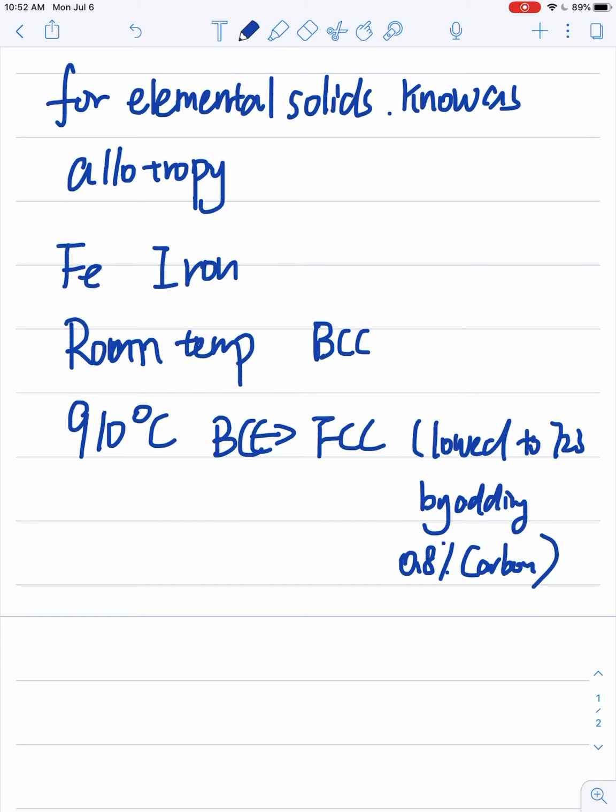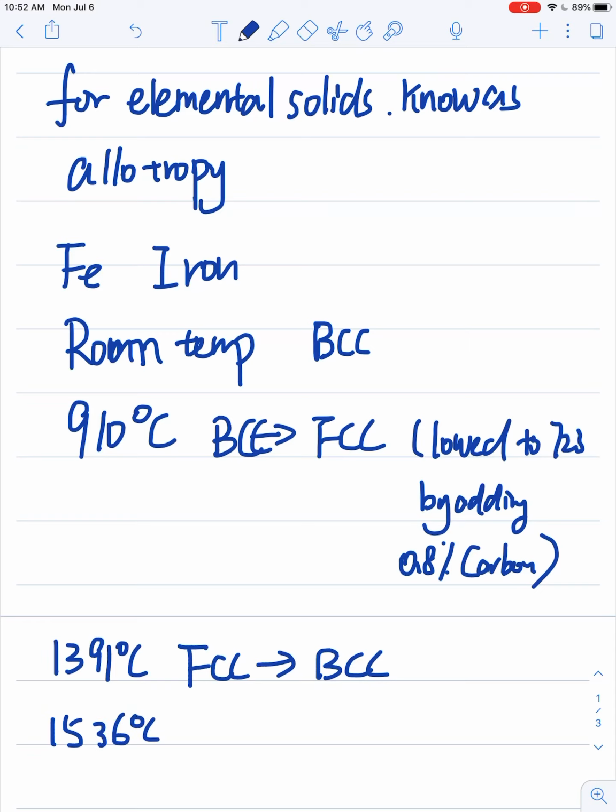is an important one. And if we keep raising the temperature to 1391 degrees Celsius, the FCC crystal structure returns to the BCC crystal structure again. And what happens if we keep increasing temperature? Let's increase the temperature over 1536 Celsius. Now the BCC will turn to what? Turn to liquid. Now we don't have solid anymore.